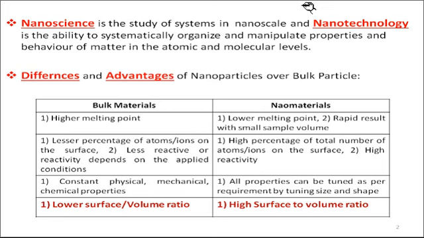On the other hand, suppose you develop any process by which you can tune the properties of nanomaterials or make useful products such as electronic devices, catalysts, sensors, etc. Those processes will be called nanotechnology. So basically nanoscience is the study of a particular system, and nanotechnology is the development, the study of those particular processes. That is the basic definition of nanoscience and nanotechnology.